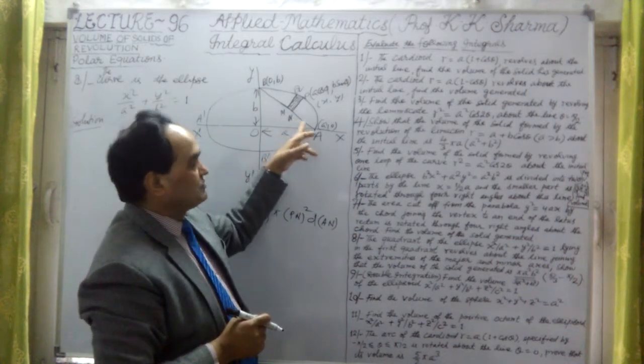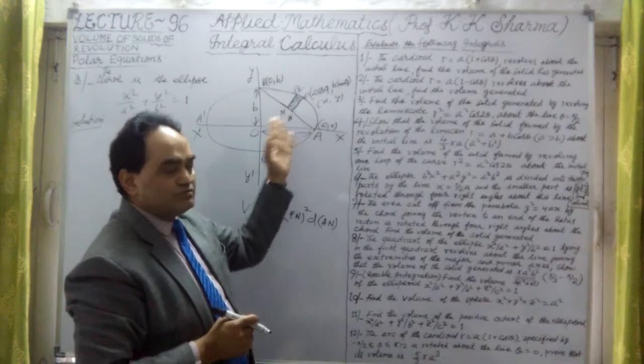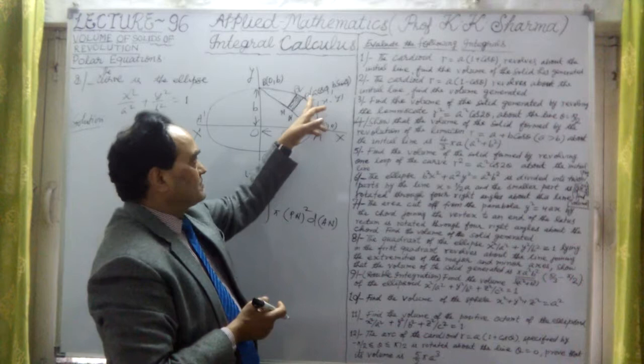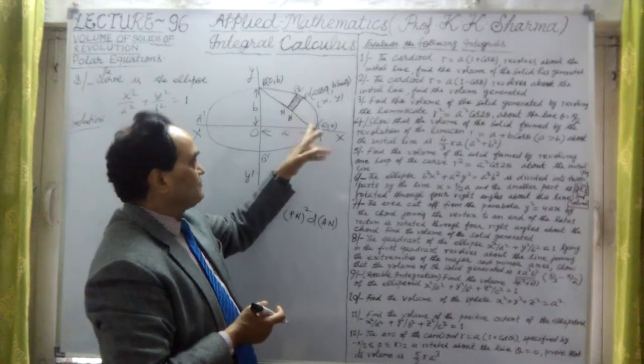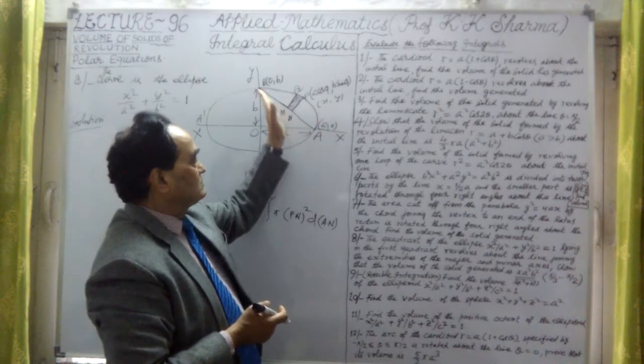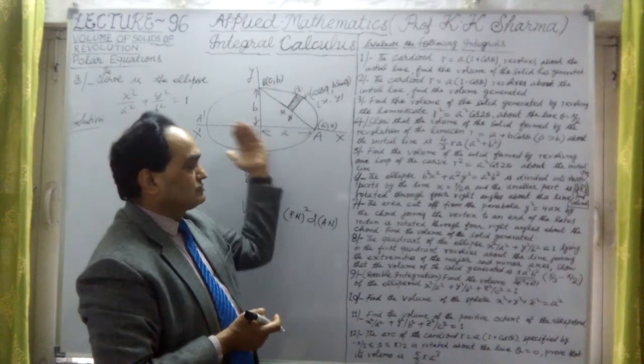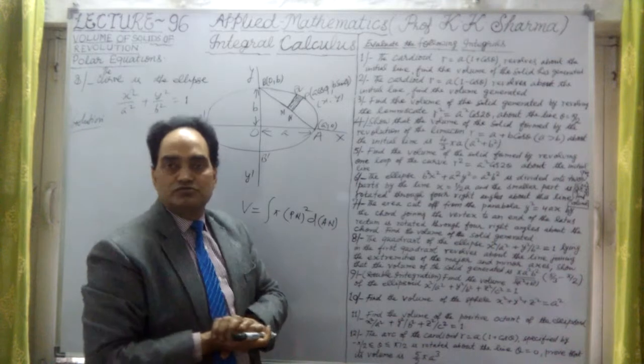Similarly, we have to find out the equation of the line AB, upon which the perpendicular PN is drawn. This is the line about which the solid is to be generated, that is, the volume of the solid to be generated.